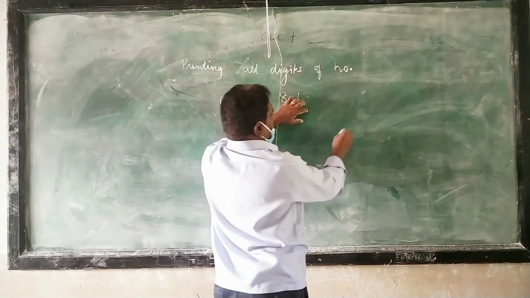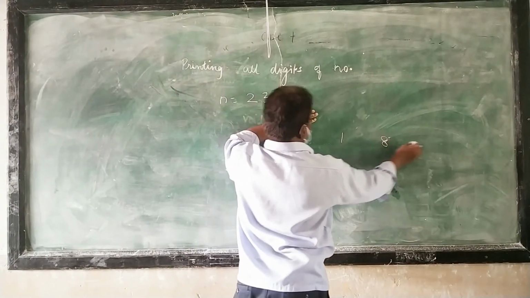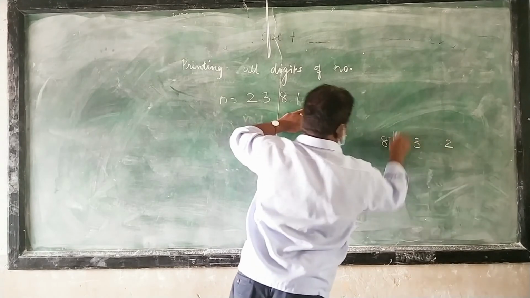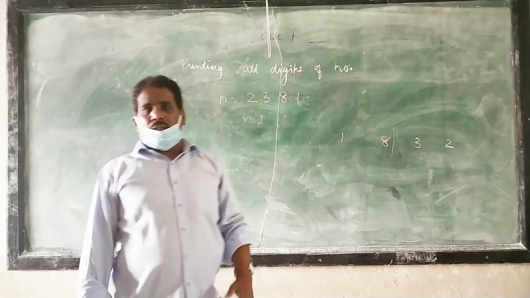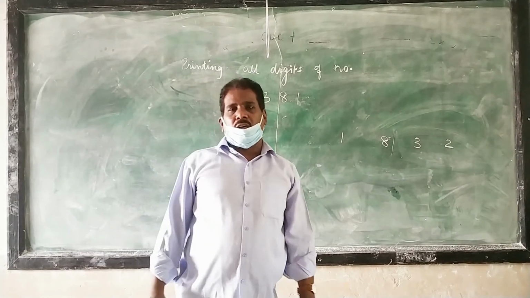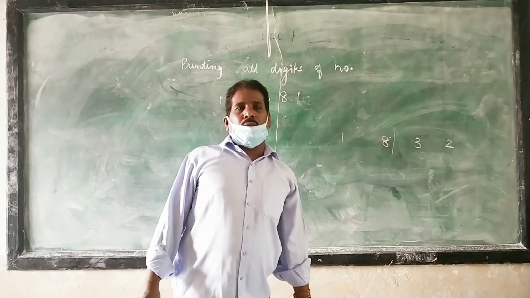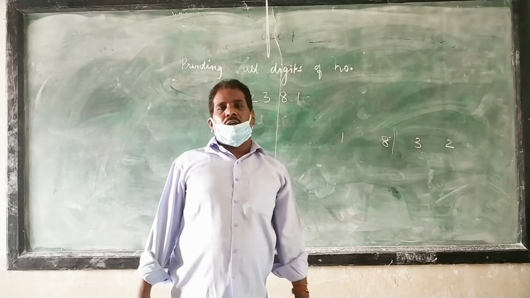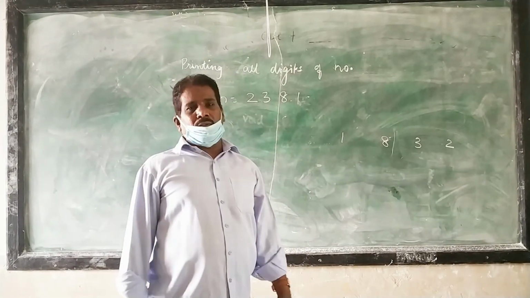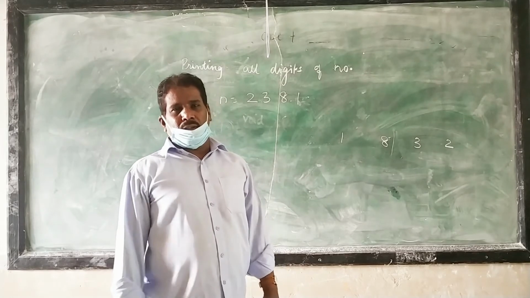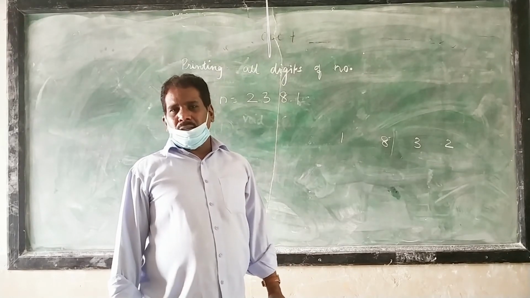I want every digit: 1, 8, 3, 2. Like this I want all digits separately through a recursive function. How can it be done? Through a recursive function we have to take out all digits of a number. We have to print all digits of a number. How can it be done?